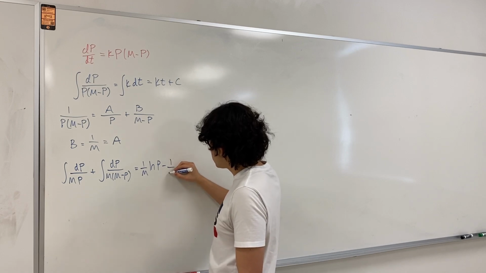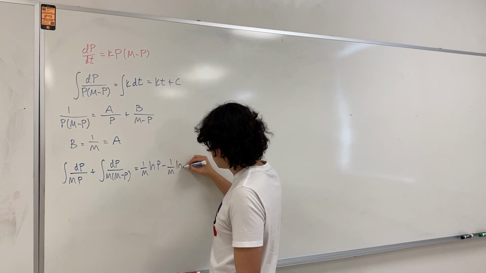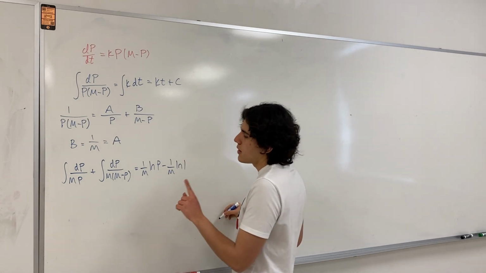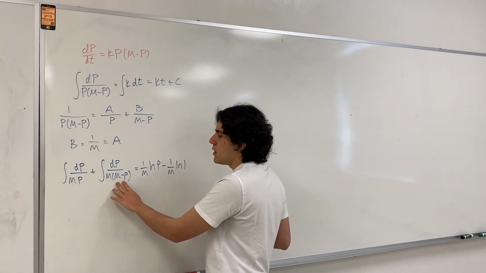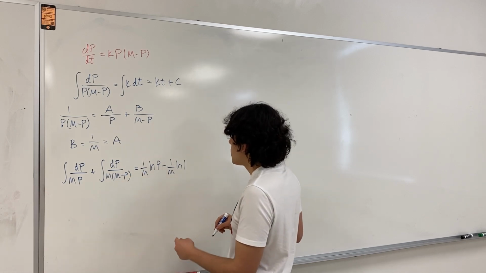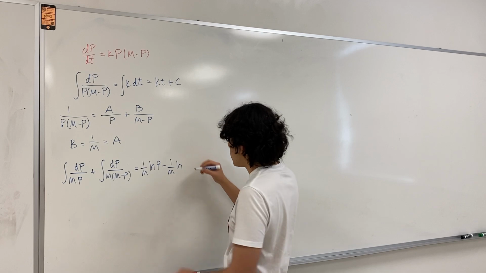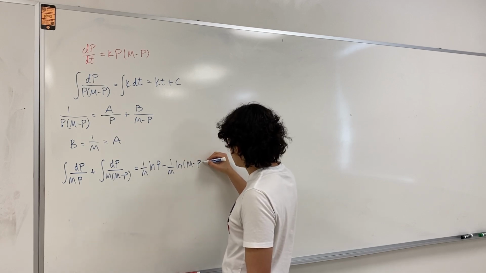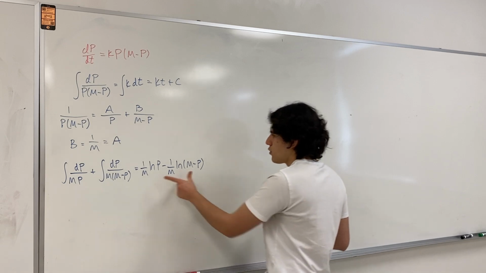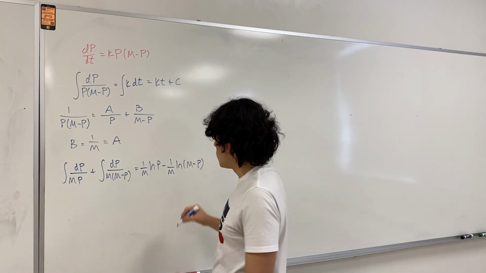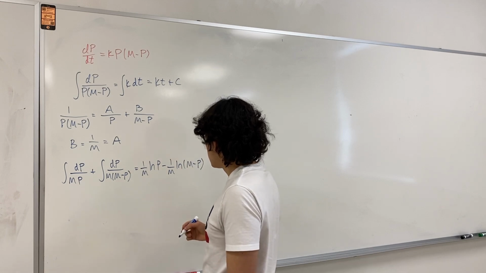And we have minus 1 over M times the ln of, and I'm going to put absolute value here, although technically M should always be greater than P, at least in the context that I described. So really the absolute value is not necessary in this context either. So we have the ln of (M minus P). So this is what we have. Now we know this is equal to kt.